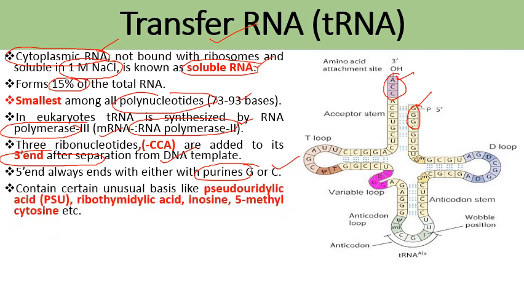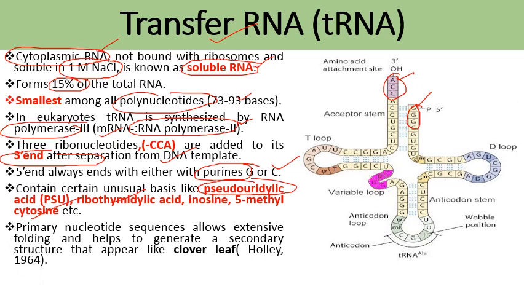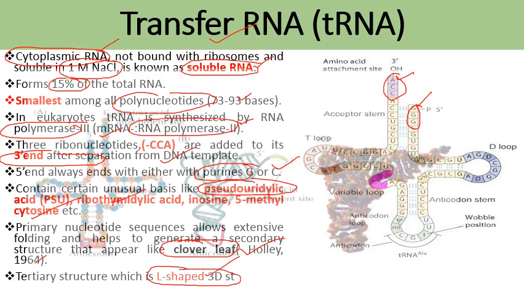It contains certain unusual bases like pseudo-uridylic acid, ribothymidylic acid, or inosine, 5-methyl cytosine. So these are some unusual bases which are present in this tRNA. Primary nucleotide sequences allow extensive folding and help to generate a secondary structure that appears like a clover leaf. So जो secondary structure होता है tRNA का, that is clover leaf-like structure, and this structure was explained by Robert Holley in 1964. And its tertiary structure is L-shaped. That is a three-dimensional structure, L-shaped structure of tRNA.